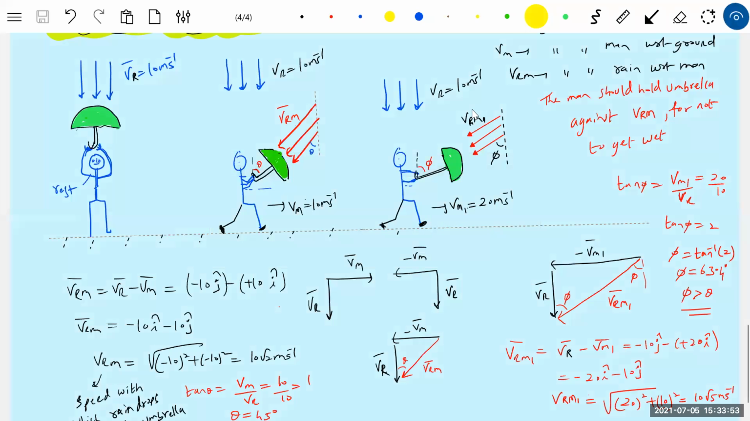Okay, write it down fast. We'll discuss a few more cases. Some students still feel the raindrops will come and strike his head. No. If the person is at rest, they'll fall vertically. If he's moving, they'll come at an angle.